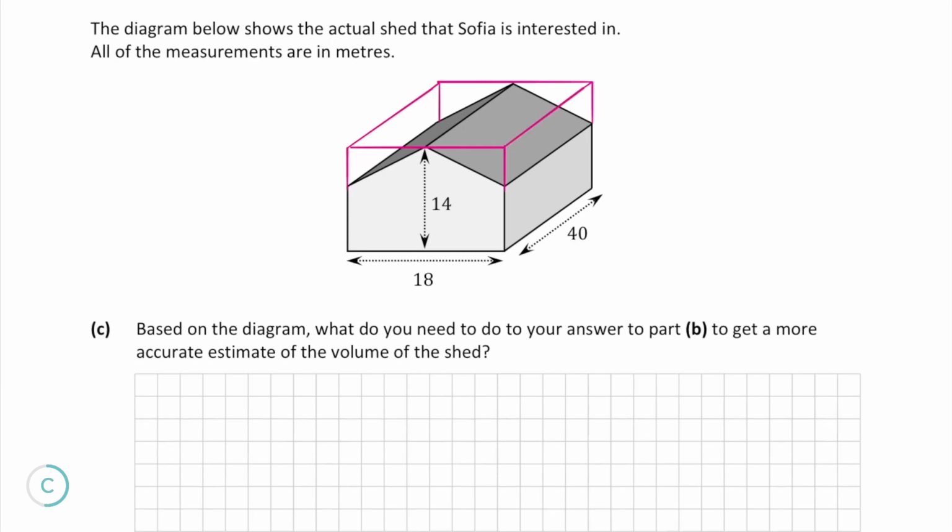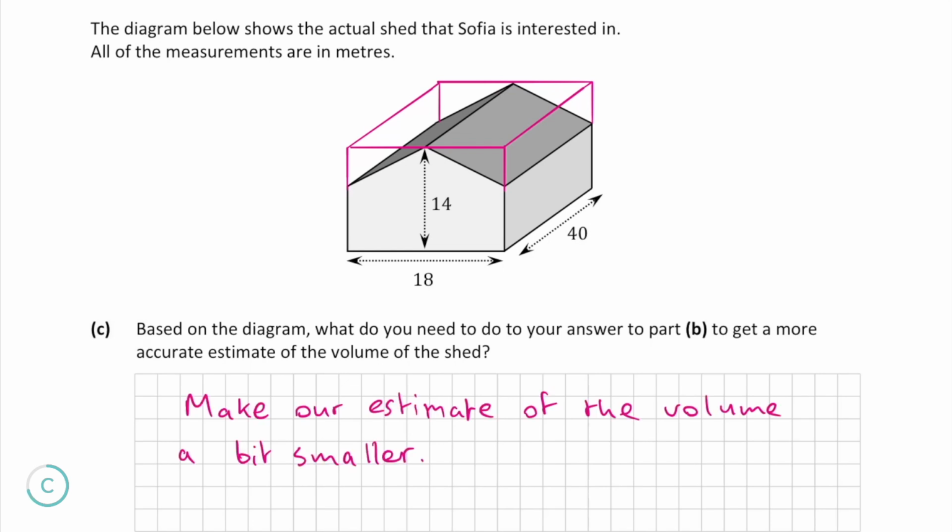From this diagram we can see that the actual shed is a bit smaller than a rectangular box with the same dimensions. So our answer for part C is to make our estimate of the volume of the shed a bit smaller. But we're not given enough information in the diagram to calculate the actual volume of the shed.